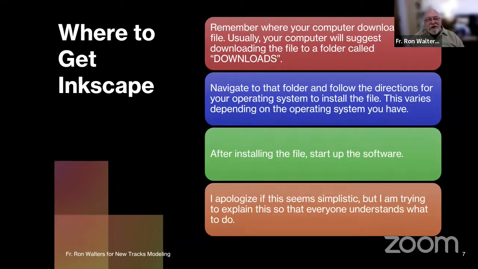Remember where your computer downloaded the file, that is the installation file. Often, for many computers, it automatically wants to download it in a subdirectory called downloads, and that's usually where it goes. If you want it to download to a different place, you have to tell it where. But remember where that is, because you're going to have to go there and click or double click on the file, depending upon your operating system, in order for it to install.